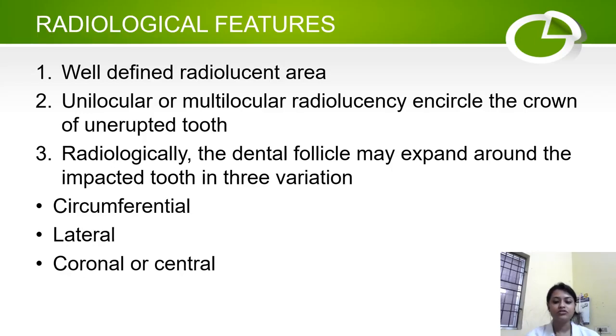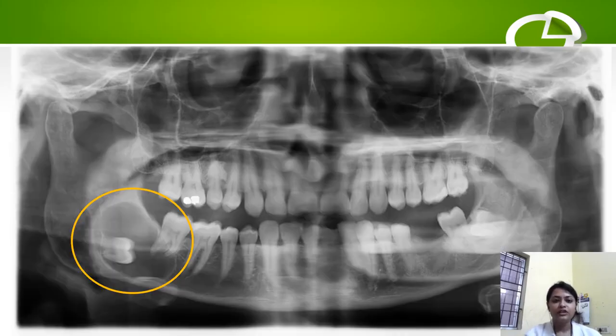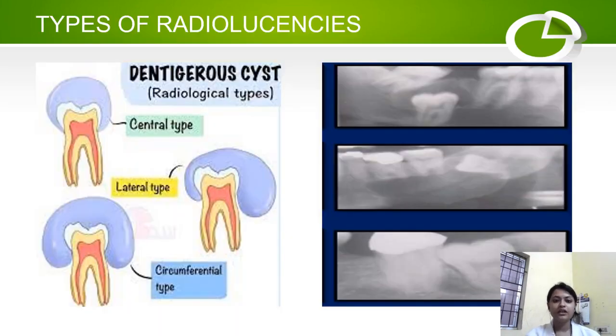And the third, coronal or central. Here we are finding one OPG where we are seeing a dentigerous cyst. It is encircling the tooth. The root we are finding not well developed because it is not yet developed. It's on the verge of developing, so we are not seeing any root of the tooth, but it is encircling the crown of the tooth. Now the types I mentioned, we can see in this radiograph and also in the image, how the central type, the lateral type and circumferential type will look.